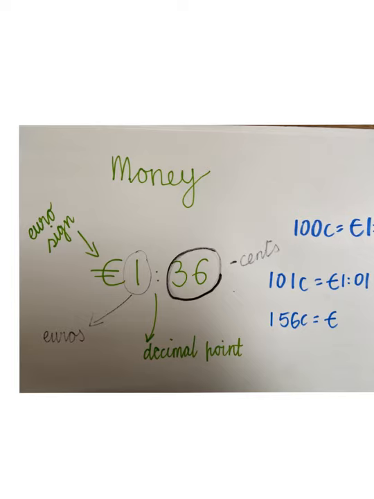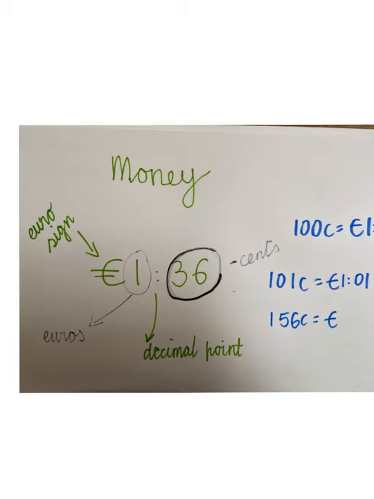So here we have €1.36. You can see the euros to the left of the decimal point, and the cent to the right of the decimal point. 100 cent is equal to €1. 101 cent is equal to €1.01, because it's 1 cent.